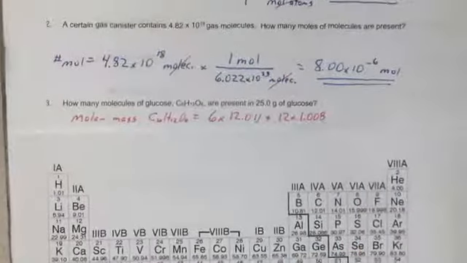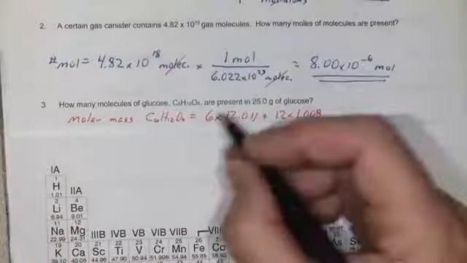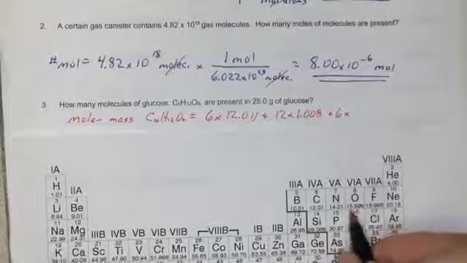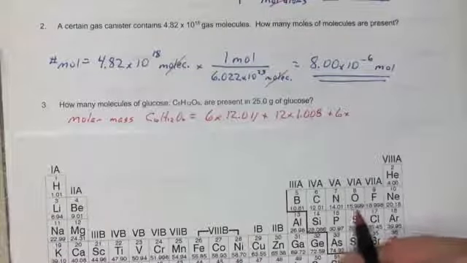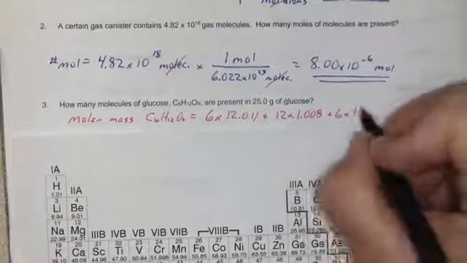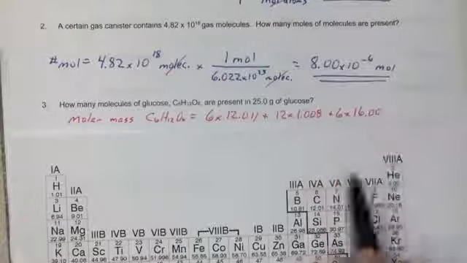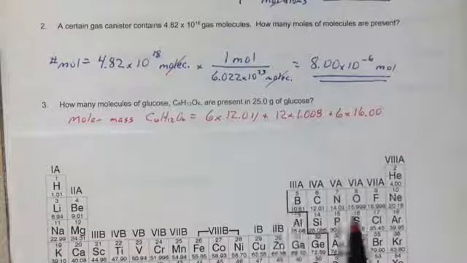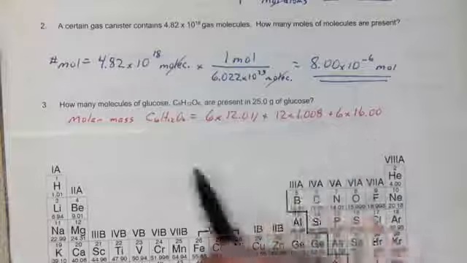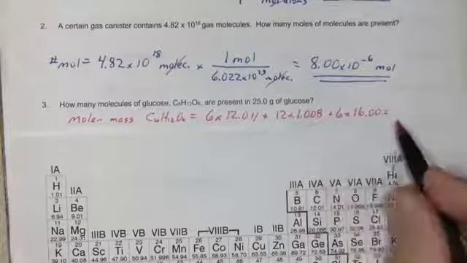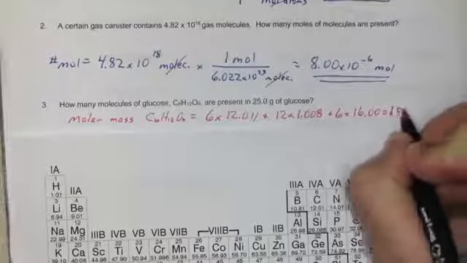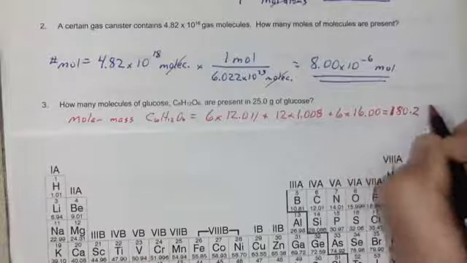And next, I'm going to have 6 oxygens, plus 6 times, and oxygen, the atomic weight of oxygen is 15.9994, and if I round it to 4 significant figures, I get 16.00. So the easiest thing to do is to just round everything to 4 significant figures. I should have done that here to 12.01. 4 significant figures, and then when I add everything up, just round it to 4 significant figures, and I'll get 180.2 grams per mole.